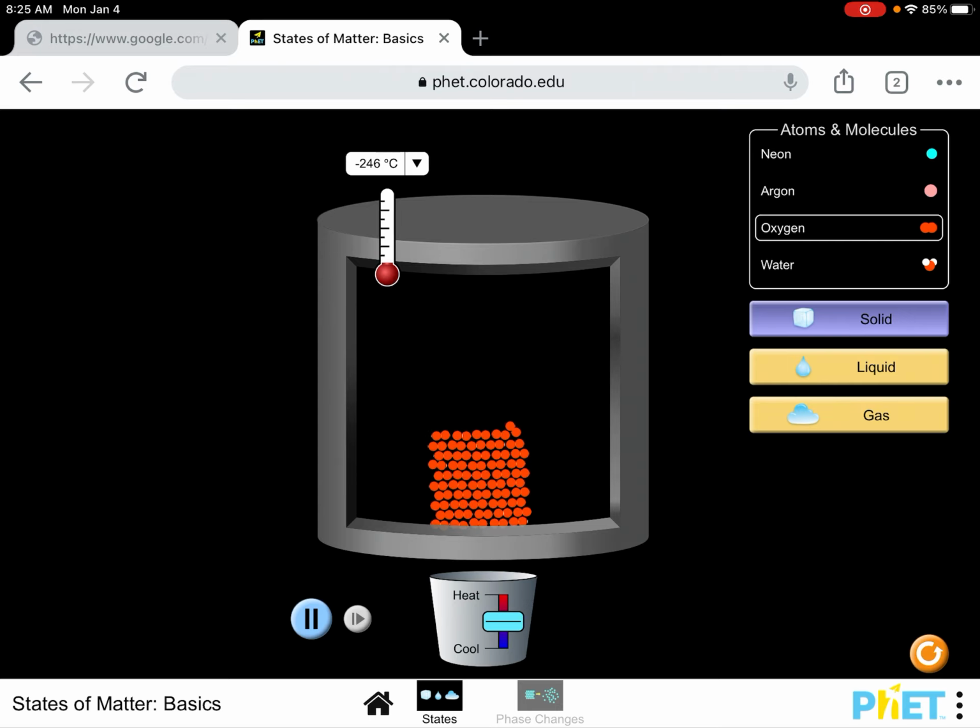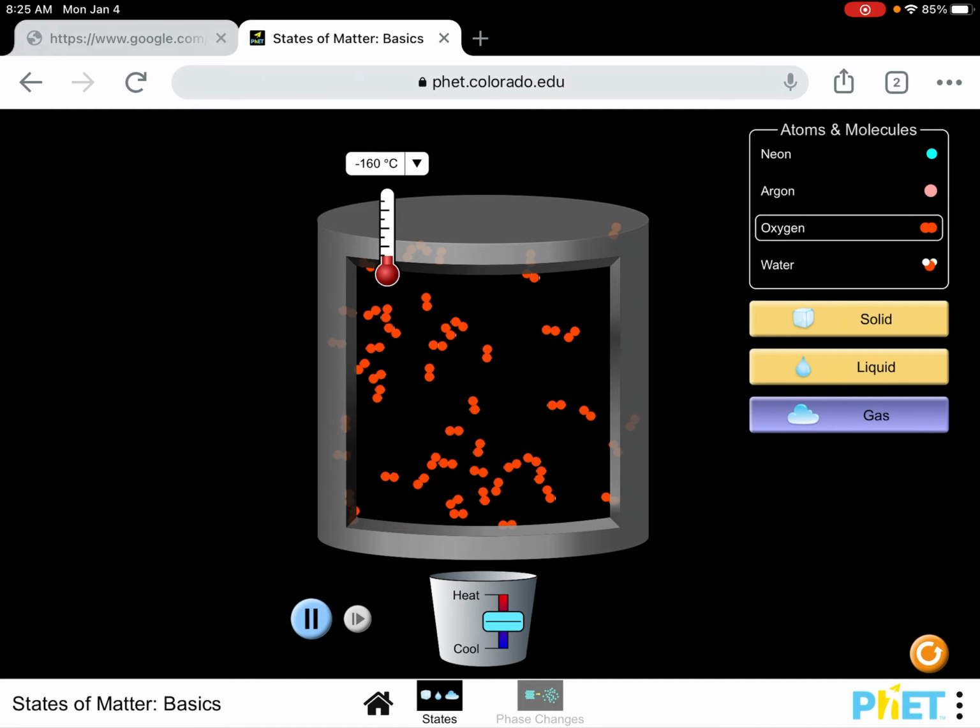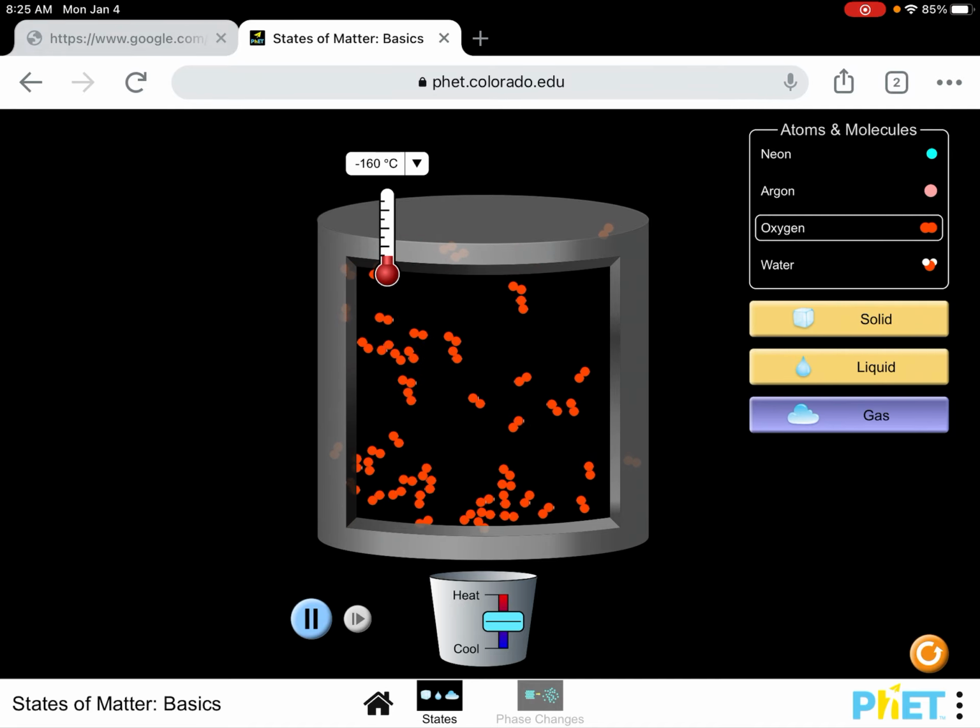So the main takeaways from this are that in a solid, the particles are vibrating back and forth, but they're connected to each other. In liquids, they are connected to each other, but they are free to move around. And then gases, they are not connected to each other, and they are able to move around freely.